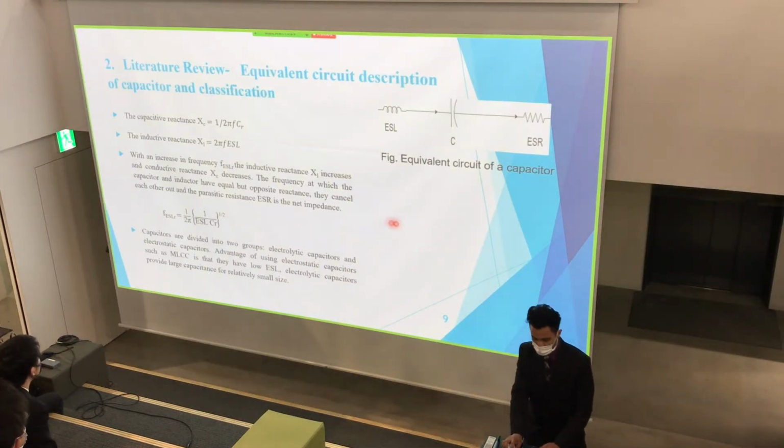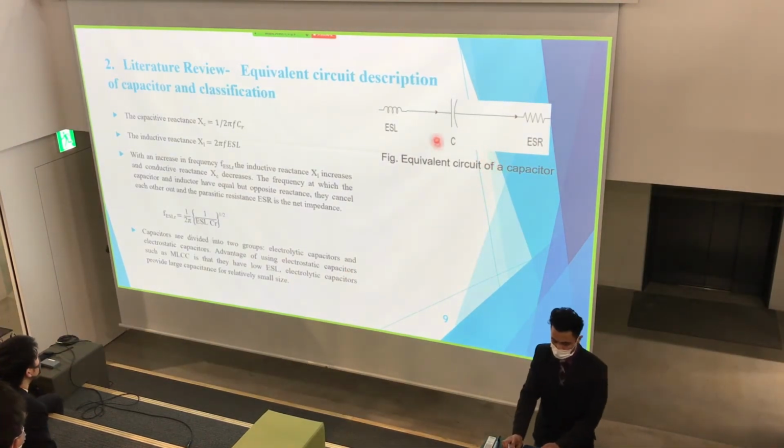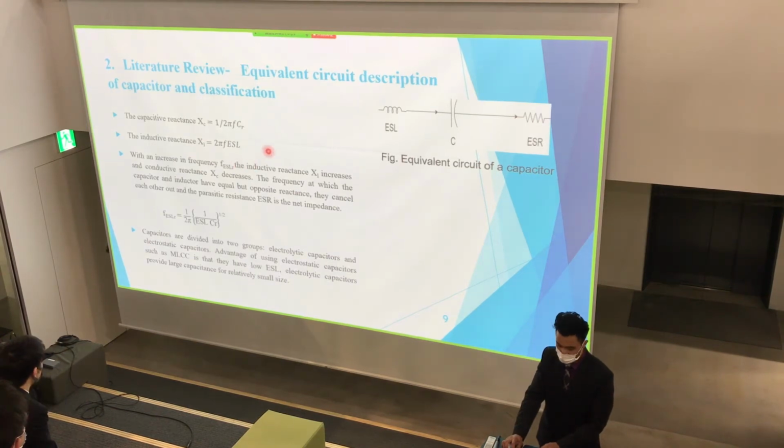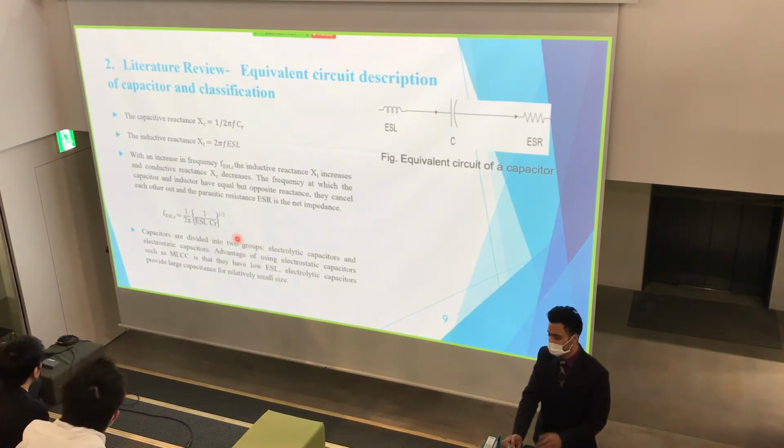About the ESL value consideration, we have the capacitive reactance and the inductive reactance, and when we equate them to each other, we get the frequency of ESL and ESR. From here, we can calculate the value of ESL. We can use a data sheet to see at what frequency XC and XL are equal to each other, and from there we can calculate the value of ESL.